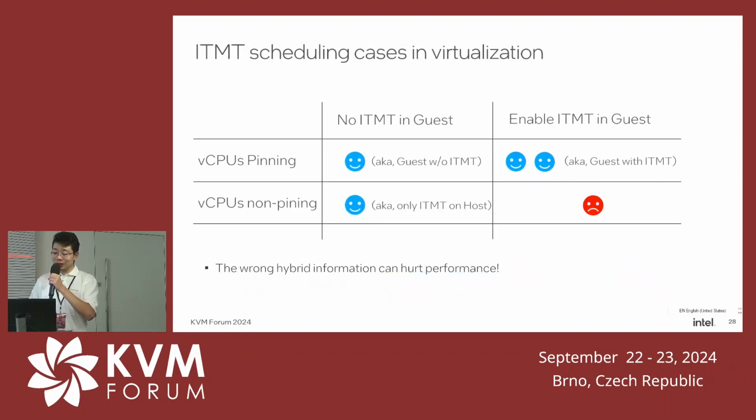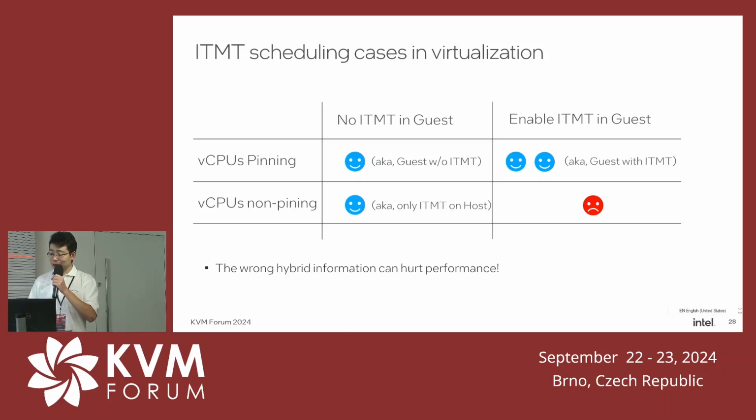So for the ITMT scheduling, there are four cases based on two conditions: whether to enable ITMT in the guest, and whether to pin vCPUs at the host. Of course, there's the worst case. This is the right case. This means we enable ITMT in the guest, but we didn't pin the vCPU on the host. Then the guest and host both have the hybrid knowledge, but since we didn't pin the vCPU, the vCPU thread could migrate to different cores, and the guest will have the wrong information.